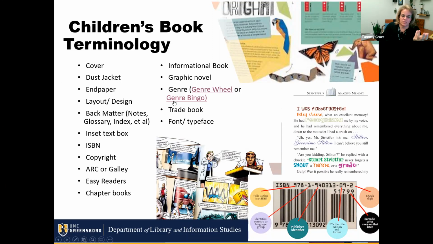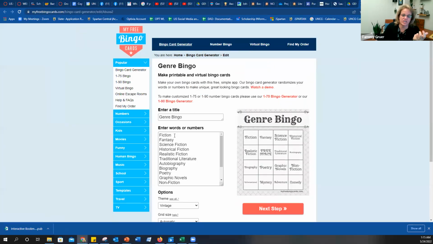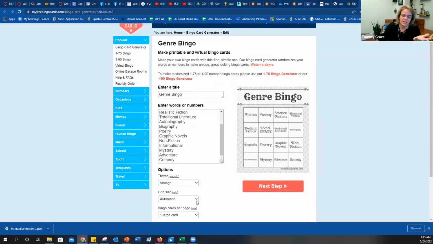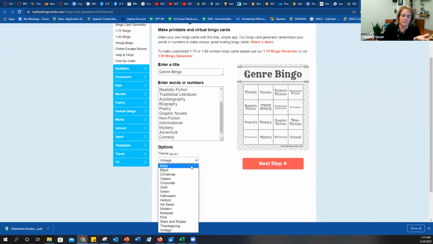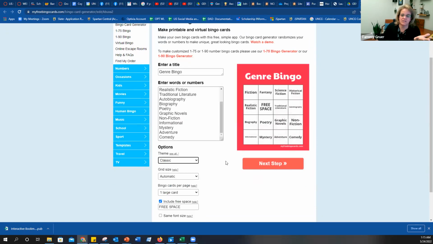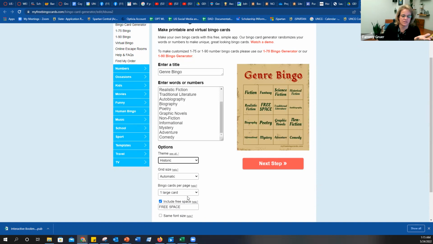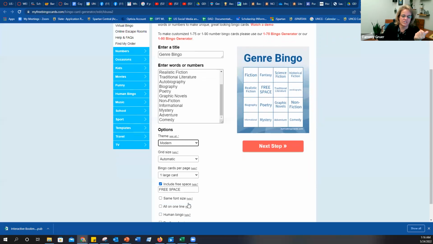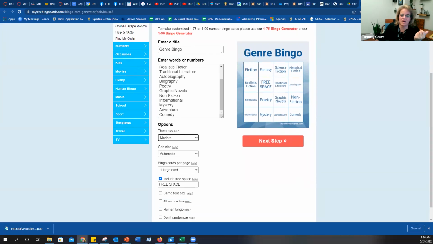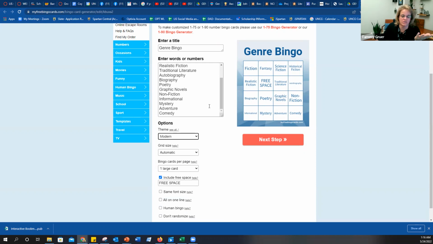Another really fun thing to do with the students when teaching them genre is genre bingo. And genre bingo, you can actually put the genres you want on there. You can put a theme that you want to have. There's classic. You'll notice it changes there as I change it. Historic. Can change the size here too. Oh, let's see. What's modern? There's your modern one. I can go in, I can change the size, the free space. I can take out all of these and change them around to the different genres I want to be on there.